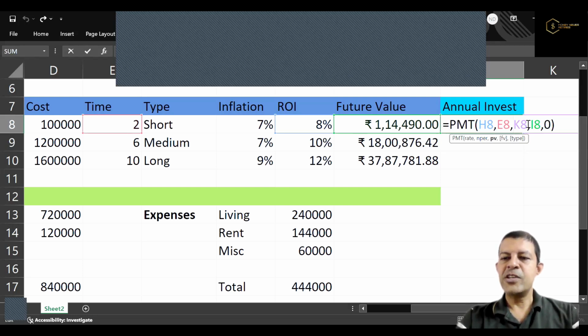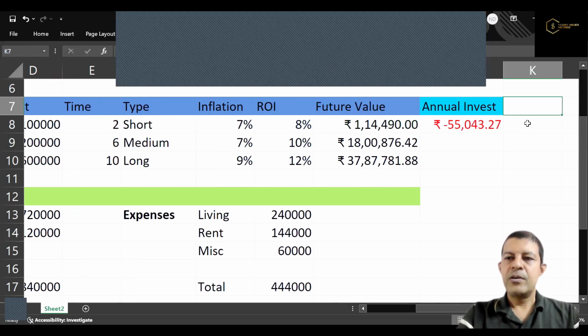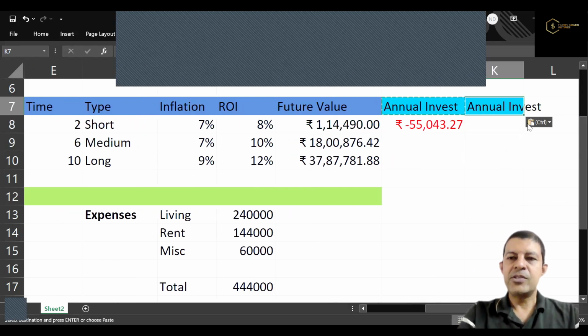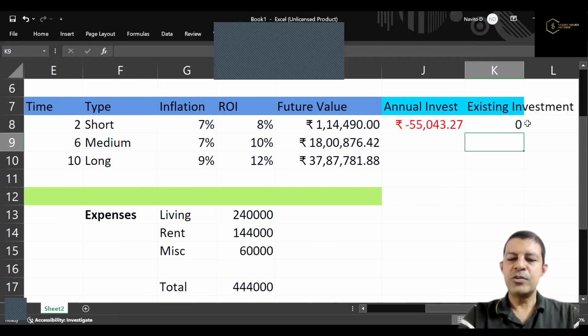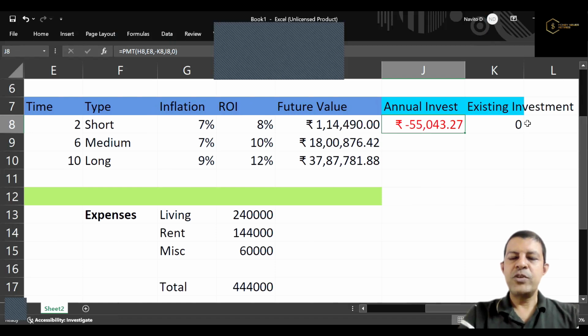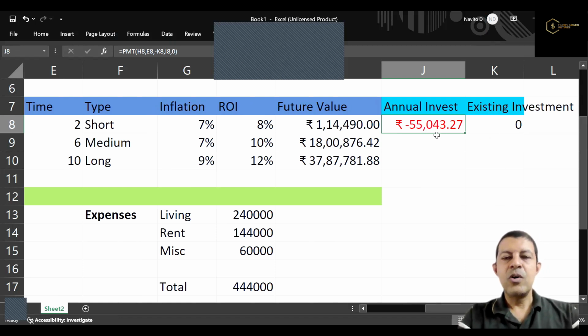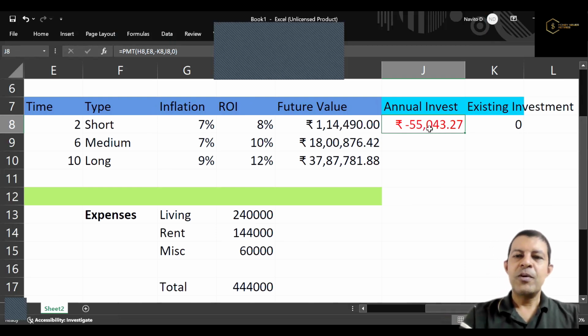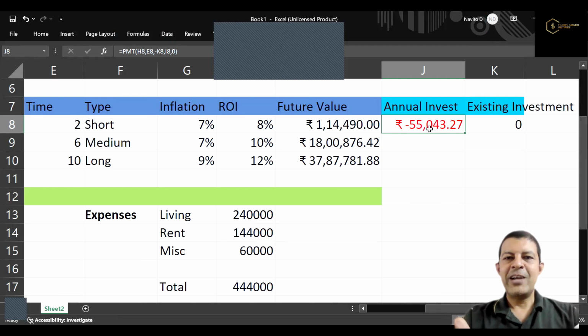If he has any existing investment, it goes out of the pocket, so it's always minus. Right now, existing investment is 0 for this particular case. So we see that he needs to invest 55,000 at the end of the financial year, and then at the end of the second financial year, again 55,000. So the 55,000 he invests at the end of the first financial year will earn interest at the end of the second financial year.